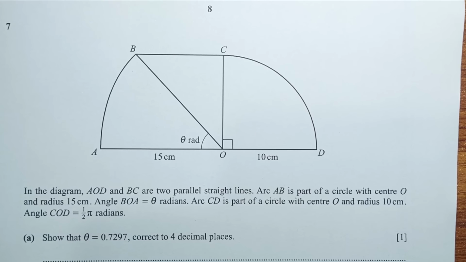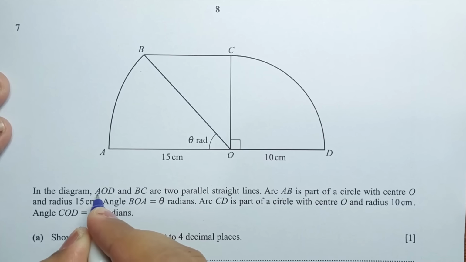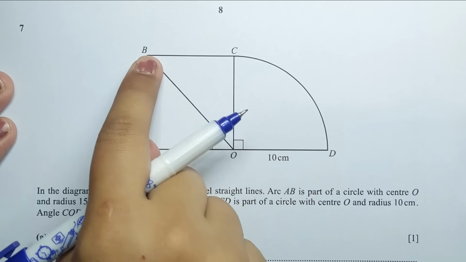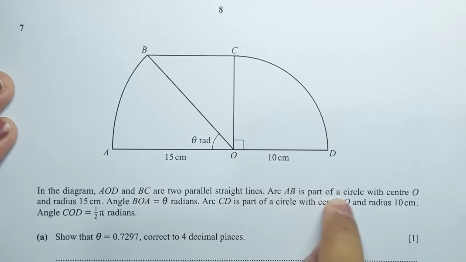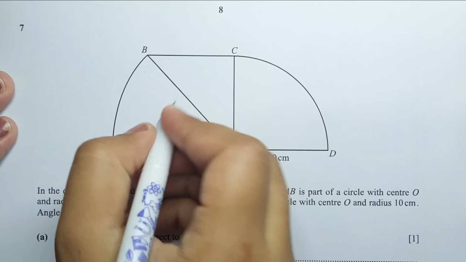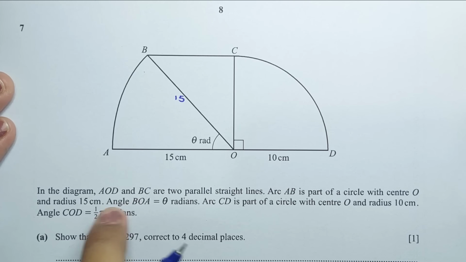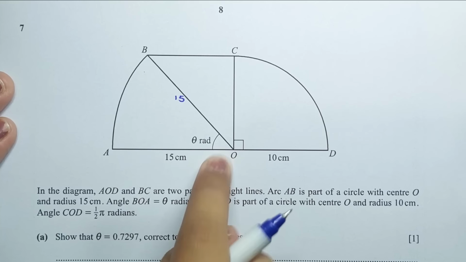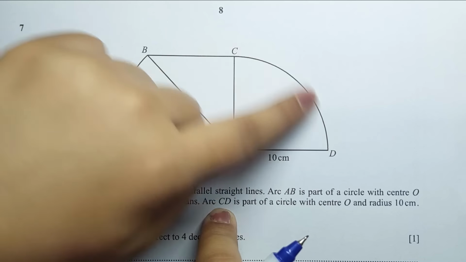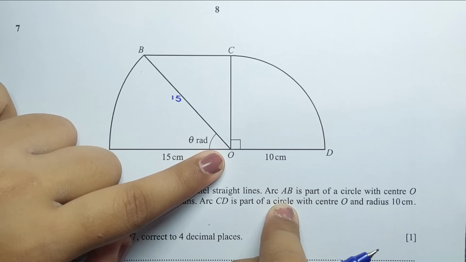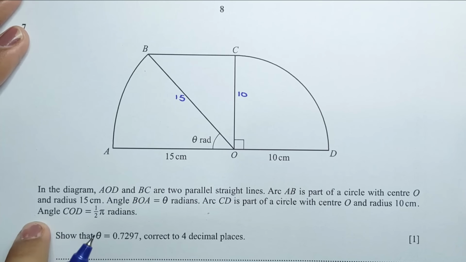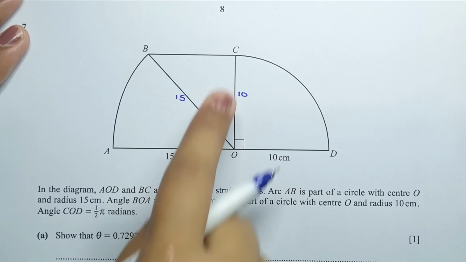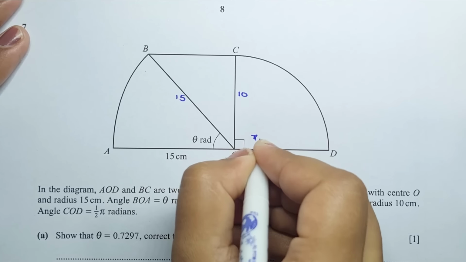Okay. Question number 7. In the diagram, AOD and BC are two parallel straight lines. Arc AB is a part of a circle with the center O and radius 15 centimeter. OA is 15, OB is 15. Angle BOA is theta radians. Arc CD is a part of a circle with the center O and the radius is 10 centimeter. OD is 10, OC is 10. Angle COD is pi by 2 radians.